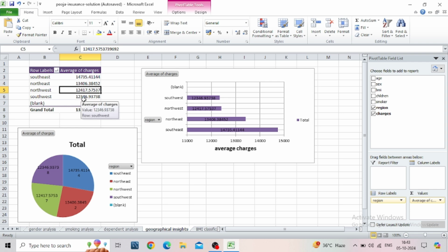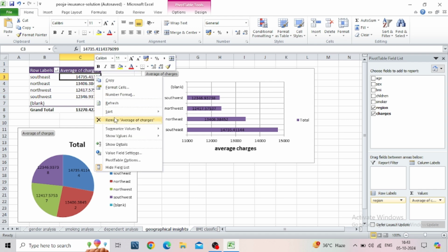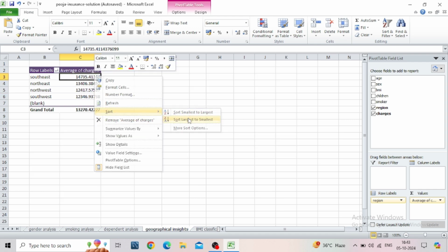This allowed me to identify which regions had the highest and lowest medical cost. It turned out that some regions, west regions, you can see, northwest and the southwest, had significantly higher cost. Let me sort it, largest to smallest.